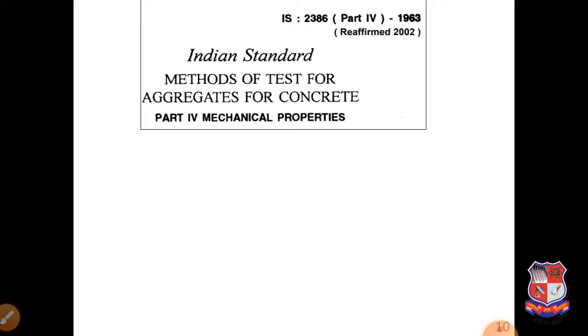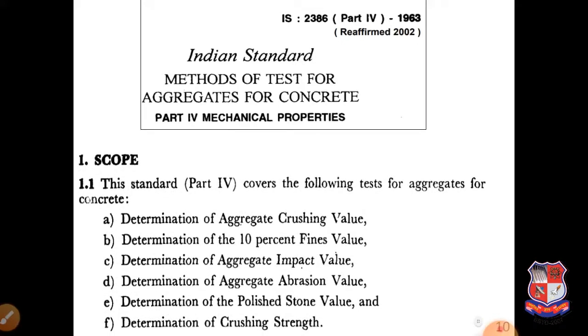Indian Standard 2386, 1963, in part 4, mechanical properties, methods of test for aggregates for concrete. In this code, different tests for aggregates are standardized. Determination of aggregate crushing value, determination of aggregate impact value, determination of aggregate abrasion value.